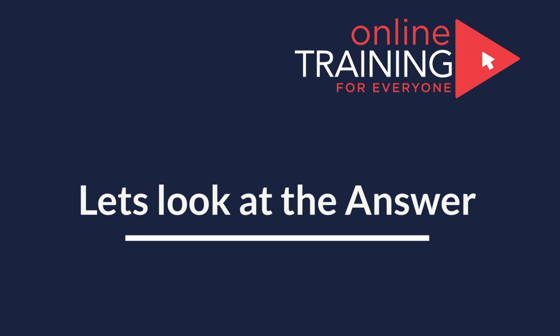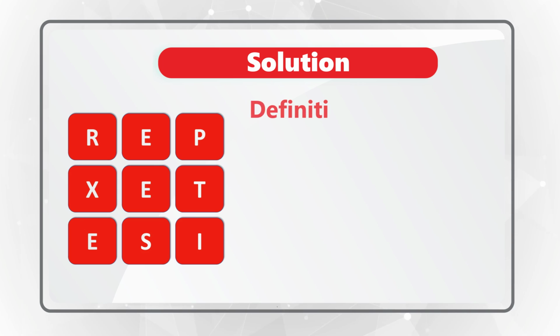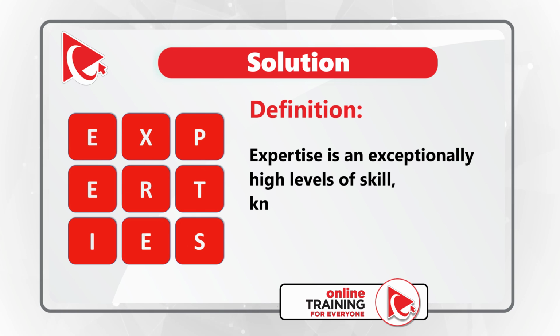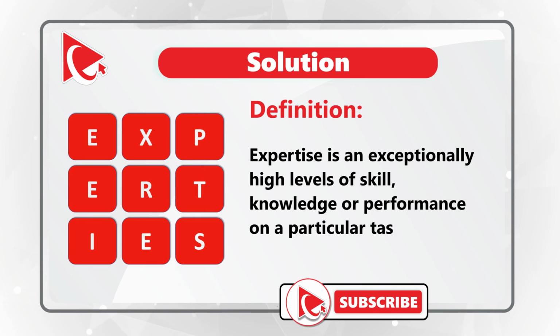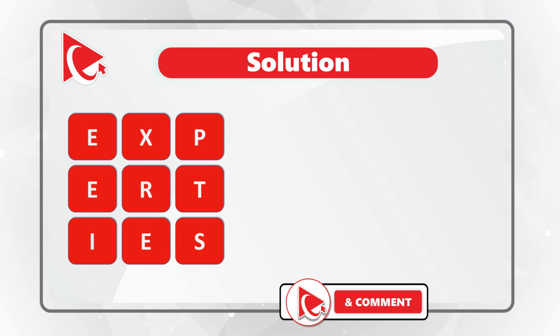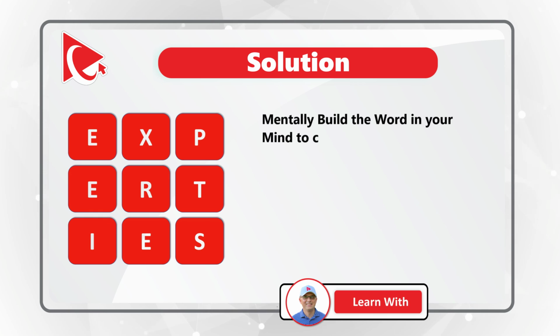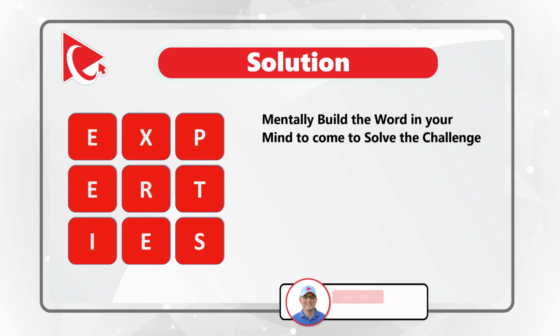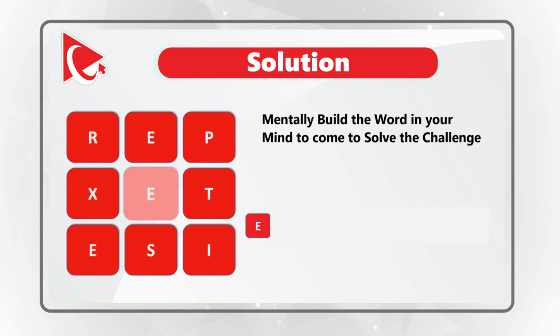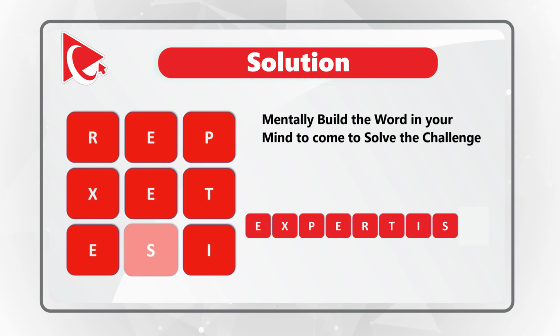Ready or not, I am going to reveal the answer, which is the word expertise. And the definition of expertise is an exceptionally high level of skills, knowledge, or performance in a particular task or within a given domain. To better solve these types of challenges, try to look at the presented letters and try to form the word. For example, if you start in the middle and go EX, PER, TISE, you can definitely form the word expertise.